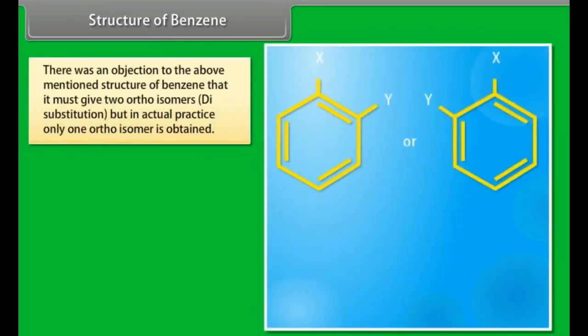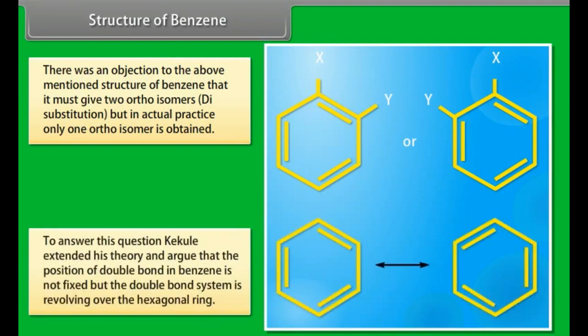There was an objection to the above-mentioned structure of benzene, that it must give 2 ortho isomers on disubstitution, but in actual practice, only one ortho isomer is obtained. To answer this question, Kekulé extended his theory and argued that the position of the double bonds in benzene is not fixed, but the double bond system is revolving over the hexagonal ring. He proposed the given structures and said that all C-C positions have a partial double bond character.